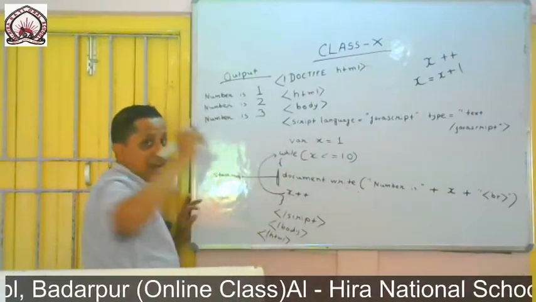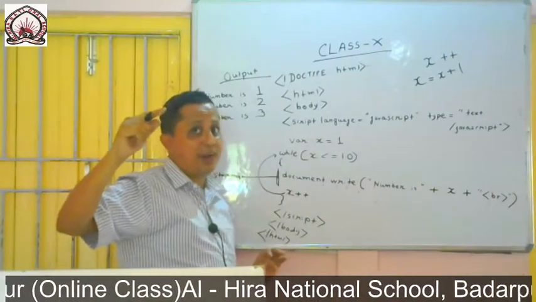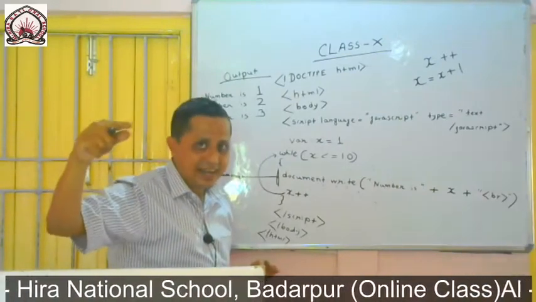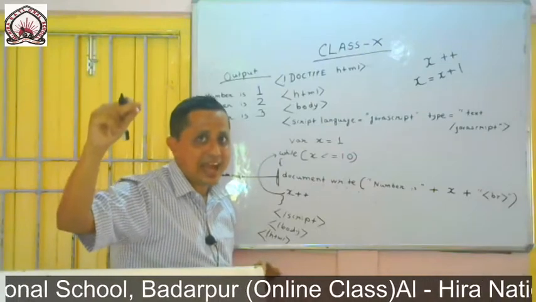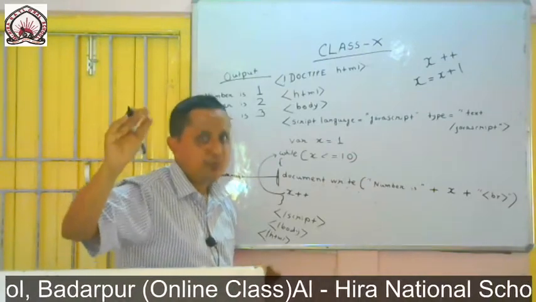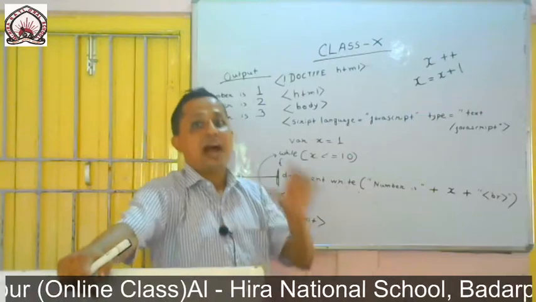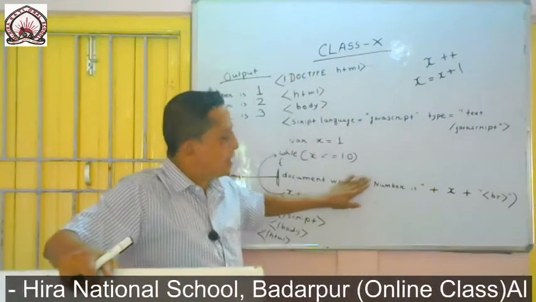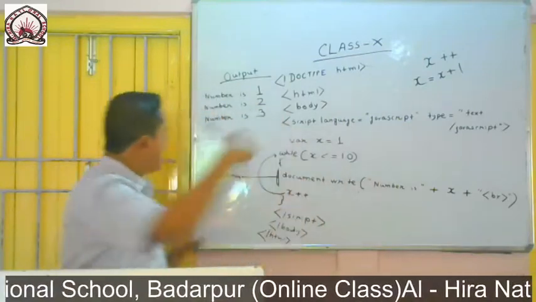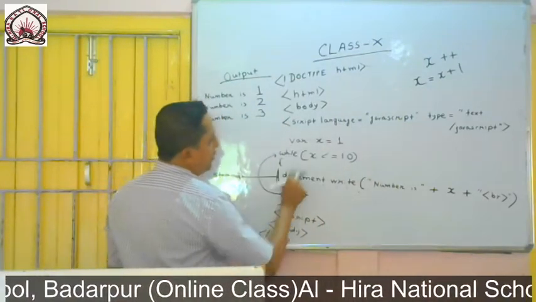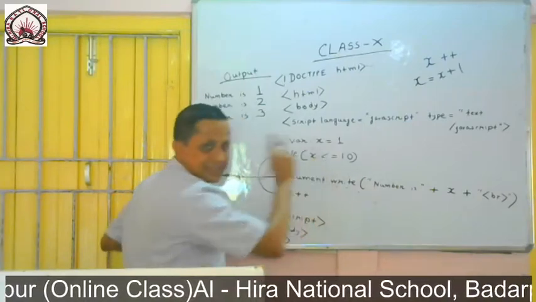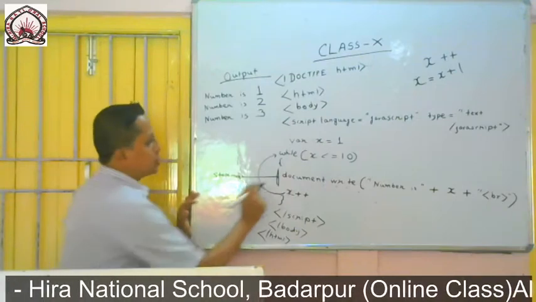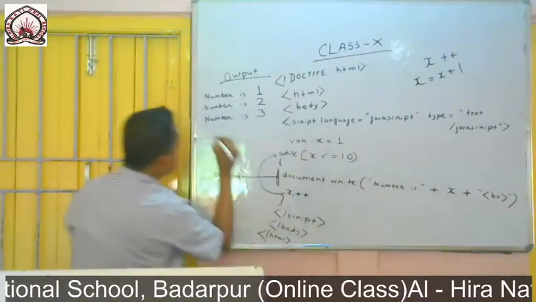So just remember one point. The statement will execute repeatedly as long as the condition is true. When the condition becomes false, the program will stop, or the statement will not execute. Now come here. My value of x was 4. Is 4 less than 10? Yes, 4 is less than 10, so it is true. So it will execute. The number is 4.